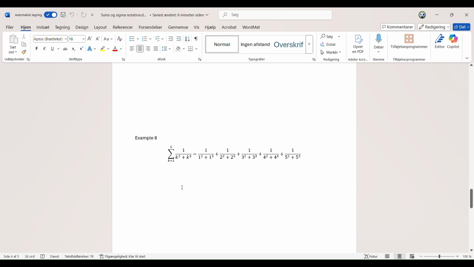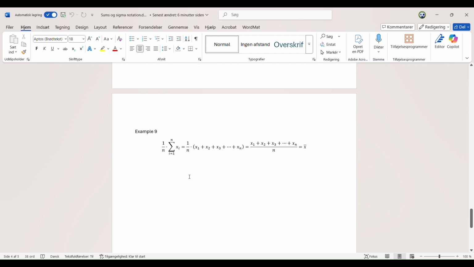Example 8, a bit more complicated. The index is k this time, the upper limit is 5, the lower limit is 1. This is our expression, so we say 1 divided by 1 squared plus 1 cubed, because we have to put 1 onto k's places here, which was the first fraction. Then we say plus, because of the sigma notation, 1 divided by 2 squared plus 2 cubed, plus 1 divided by 3 squared plus 3 cubed, plus 1 divided by 4 squared plus 4 cubed, and plus 1 divided by 5 squared plus 5 cubed. So once again, we could have written it just as this, instead of writing all of this.